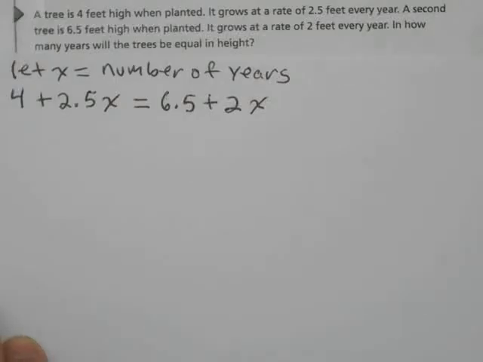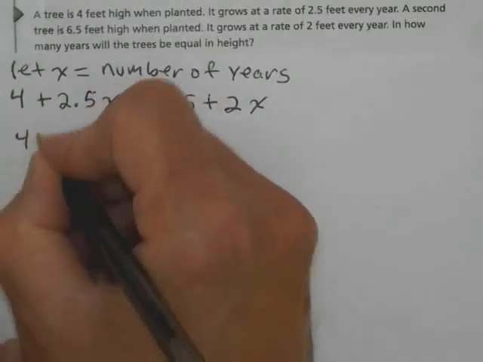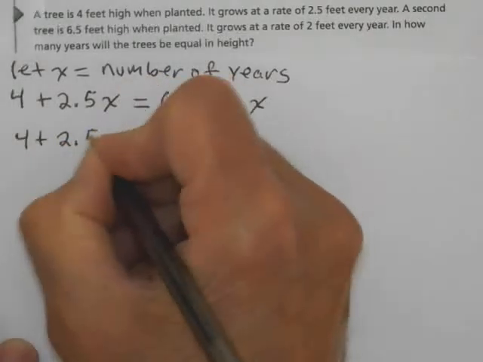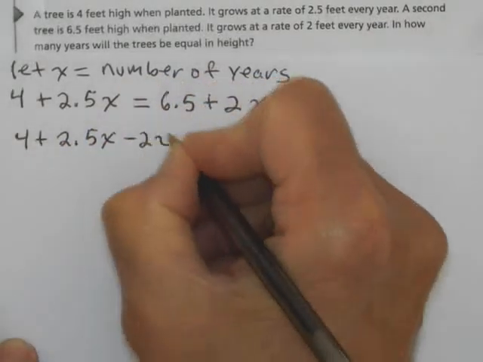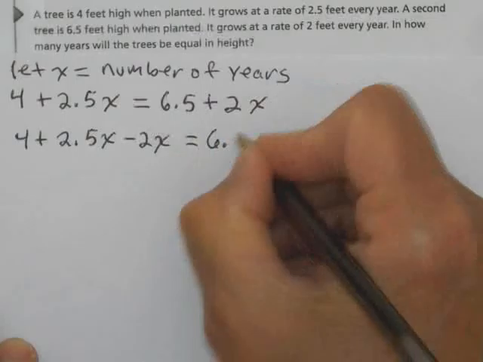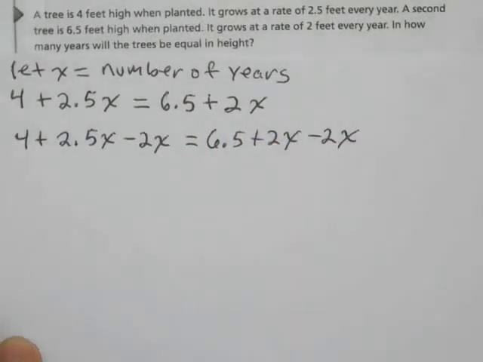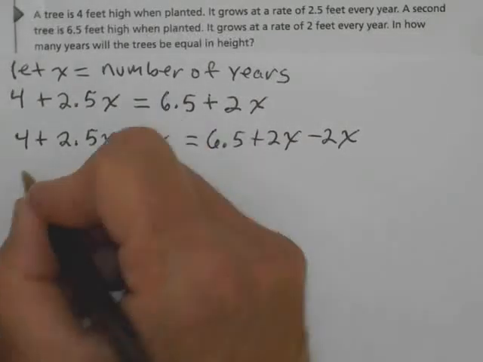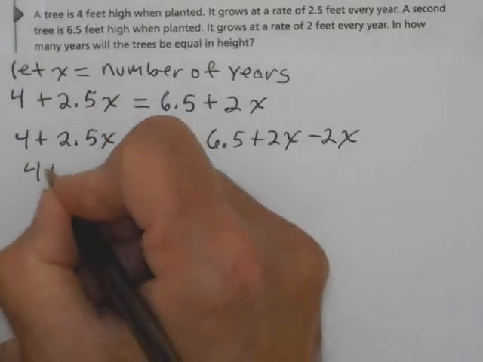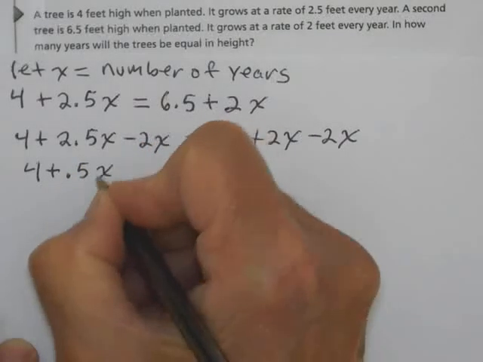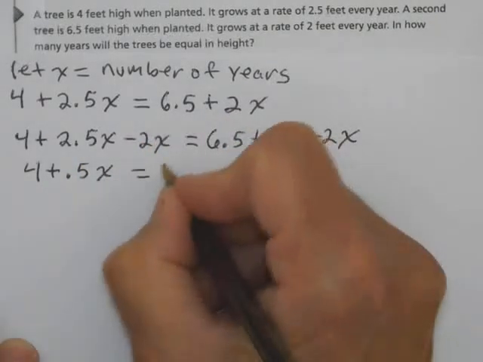I'm going to start by solving this equation by combining my x terms, my variable terms. And I'm going to do that by moving my 2x. So let's start by saying 4 plus 2.5x minus 2x is going to be equal to 6.5 plus 2x minus 2x. The result of subtracting 2x from both sides is going to be 4 plus 0.5x, and that's now going to equal 6.5.